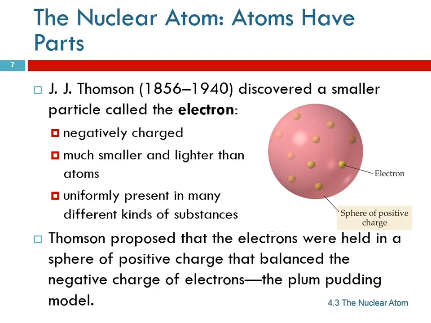So he discovers electrons, and then we have to have some ideas about what the electrons are doing inside the atom. Is there anything else in there? What's going on inside the atom? Thomson proposed that the electrons were held in a sphere of positive charge that would balance the negative charge of the electrons, because they knew that atoms didn't have a positive or negative charge. They were neutral. So if there's negative particles in there, there must be something positive in there as well. And so Thomson's model has come to be known as the plum pudding model.